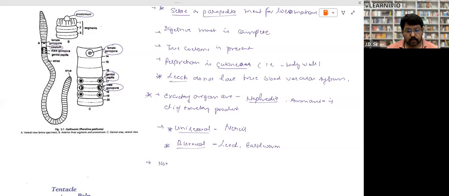So no RBC, but amoeba-like means amoeboid. So amoeba-like blood capsules. We do not use the term blood cells. We call them blood capsules. But amoeba-like blood capsules are present.